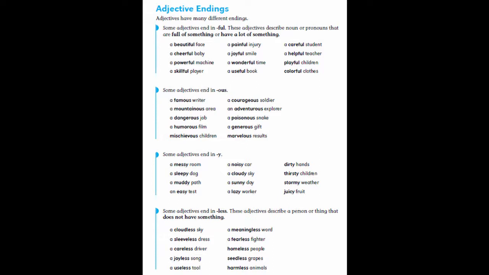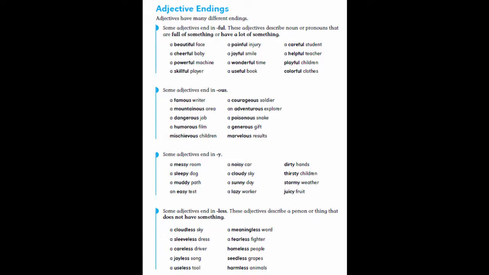Some adjectives end in OUS. Now, famous writer, famous comes from the word fame, courageous soldier comes from the word courage, mountainous comes from the word mountains, adventurous comes from the word adventure, dangerous comes from the word danger, poisonous comes from the word poison, humorous comes from the word humor, generous comes from the word generosity, all right, mischievous comes from the word mischief, and marvelous is just marvelous. I don't know where the word marvel. It basically comes from marvel, but I don't really see a lot of people using marvelous these days. I don't know why. They should actually. I mean, I might even try using it.